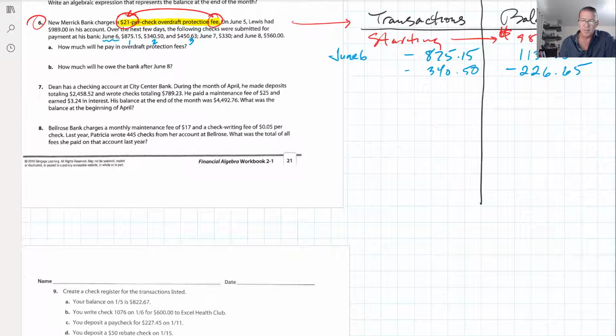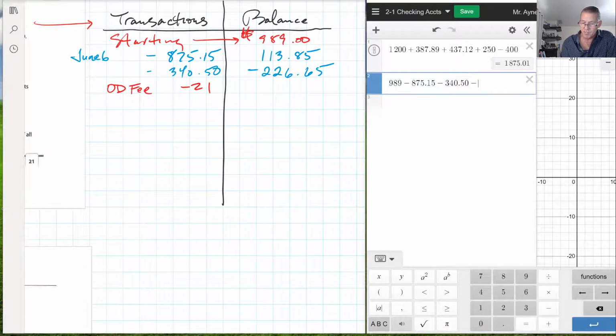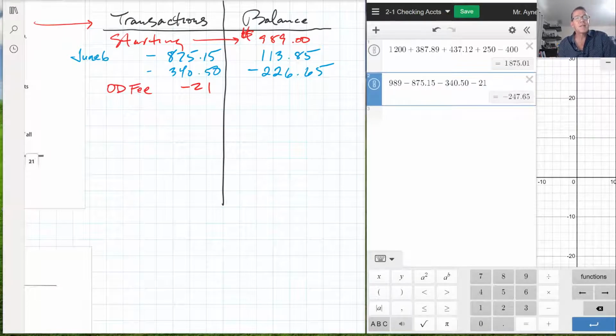And every time we go negative here, they're going to assess us a fee. It's called an overdraft fee. I'm going to put this in red because this is a bad thing. OD stands for overdraft fee. Not good, so minus $21. Let's figure it out. Let's subtract $21. Type in minus 21. Now we're at negative $247.65.